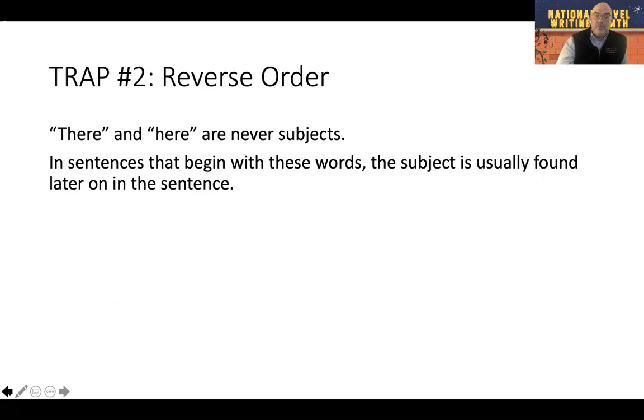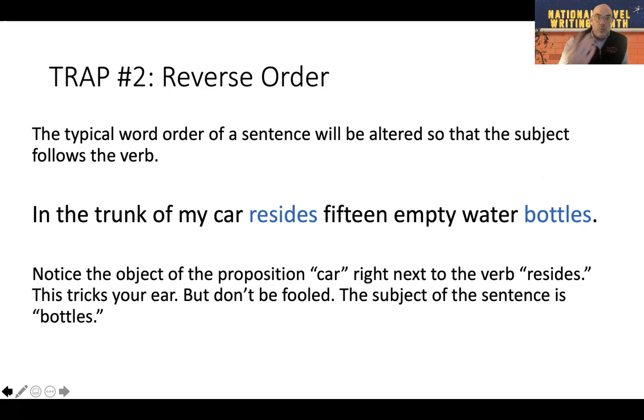Okay. So when you have a reverse order problem, just switch the order back once you have identified the subject. So in the trunk of my car resides 15 empty water bottles: take your subject, drag it up front, and start your sentence that way. 15 empty water bottles reside in the trunk of my car. Okay. So bottles is plural, therefore for the plural verb, we drop the S. And so the correct way to say this is, in the trunk of my car reside 15 empty water bottles. And it sounds funny, but that is grammatically correct.